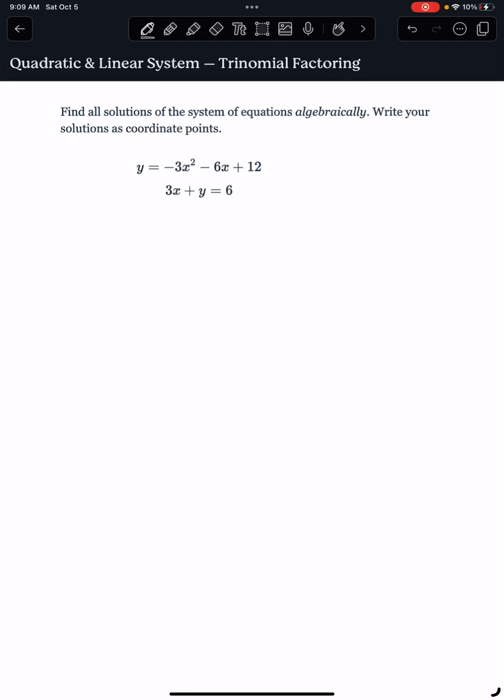Find all the solutions of the system of equations algebraically. Write your solutions as coordinate points. So here we see that we have a parabola and a line, and we want to see where that parabola and line intersect. They could either never intersect with no real solutions, they could intersect at one point, or they could intersect at 2 points.